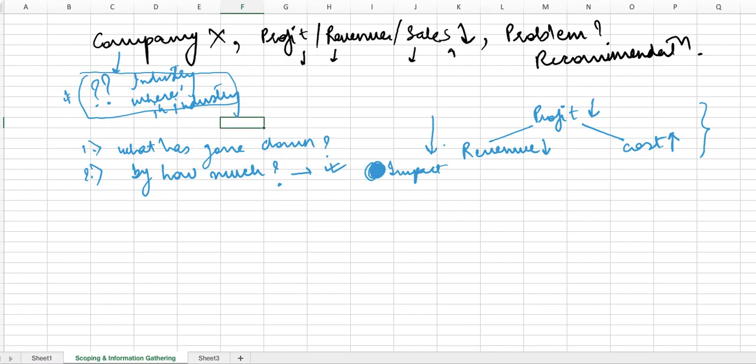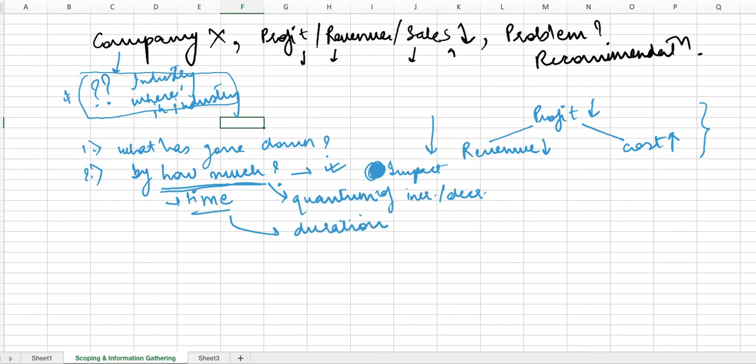I'm sorry, I kind of mixed two things here. So I also brought in the time concept here. So that is the third part actually. So when I say by how much, I basically refer to what is the quantum of increase or decrease which has happened. Okay. And what is the duration over which this effect has been seen. Okay, so I'm very sorry, I got confused here.